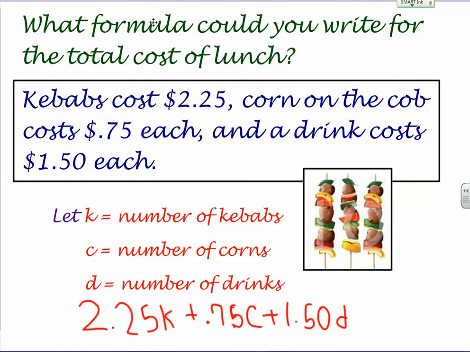So you all wrote a formula, did a really good job with it, and you saw right away that if I buy 1 kebab, it's 1 group of 2.25. If I buy 2, it's 2 groups. If I buy 3, it's 3 groups. If I buy K, it's K groups of 2.25. So the price of 1 times the number of kebabs plus the price of 1 corn times the number of corns plus the price of 1 drink times the number of drinks gives us this formula to calculate the total cost for any number of kebabs, corns, and drinks.